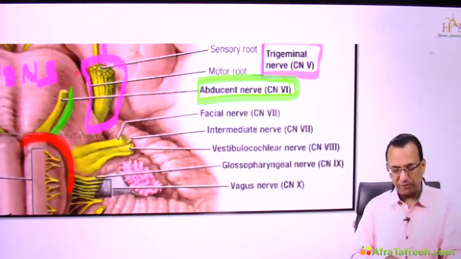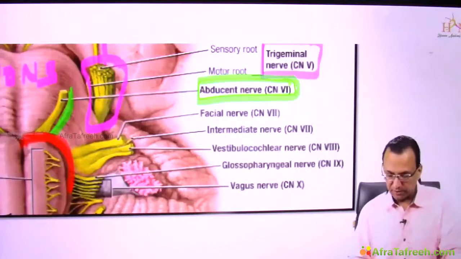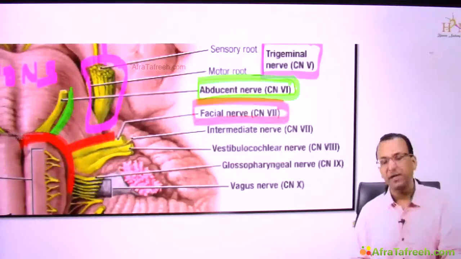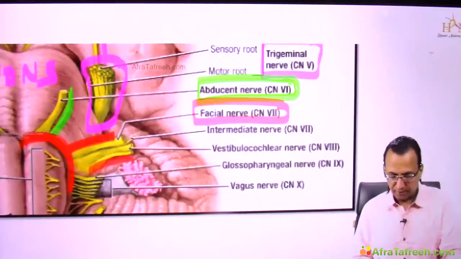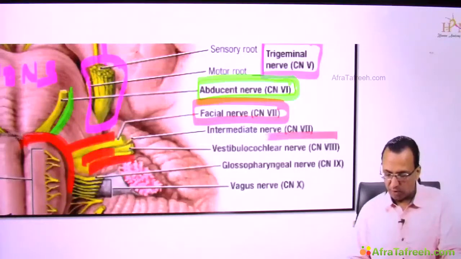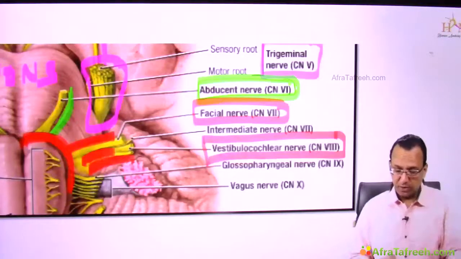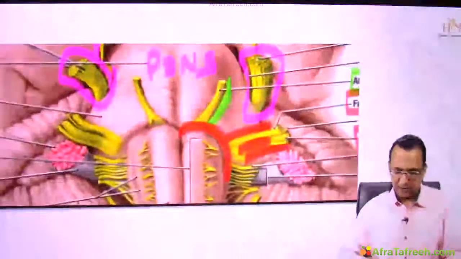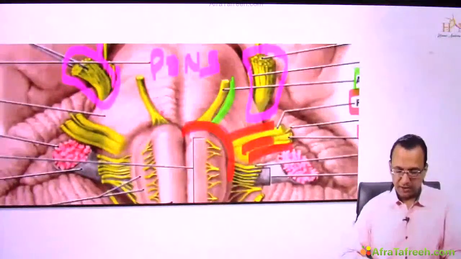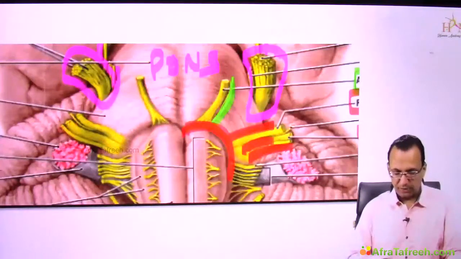What is lateral to that? That is the 7th nerve. This is the 7th nerve, the facial nerve. And what is still more lateral to that? That is the 8th nerve having 2 components, meaning the vestibulocochlear nerve. Yes, vestibulocochlear nerve. So this is the number 6. And this is the number 7. And this is the number 8 having 2 components.